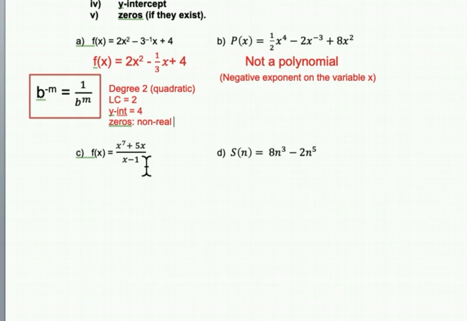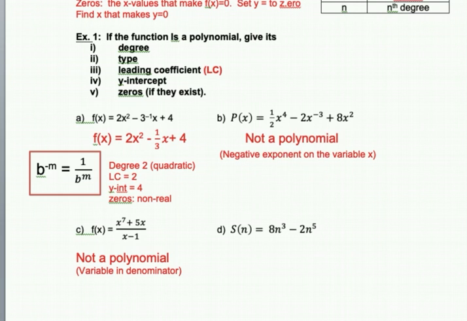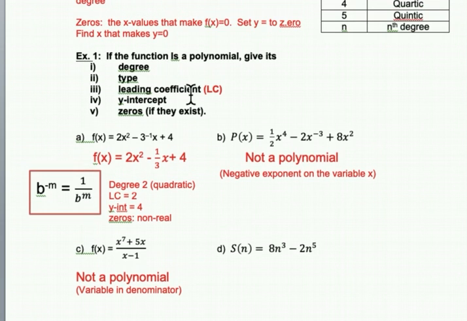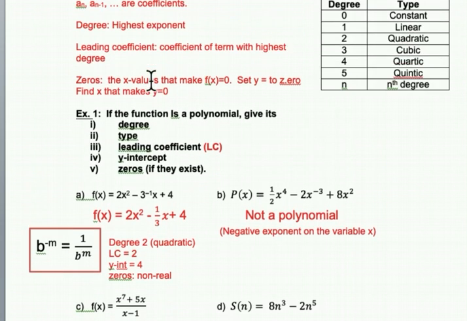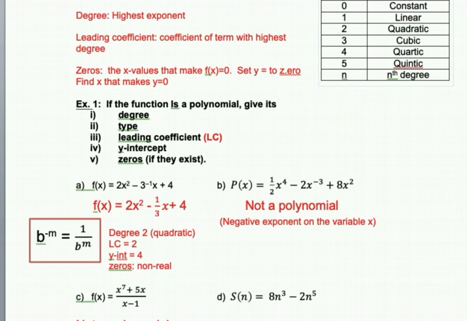For C, this is also not a polynomial, and that's because we have a variable in the denominator, which is the same thing as a variable to a negative exponent. So not a polynomial. This one is a polynomial, and the highest exponent is 5. So this is a degree 5 polynomial known as a quintic equation, so I'll write that down.